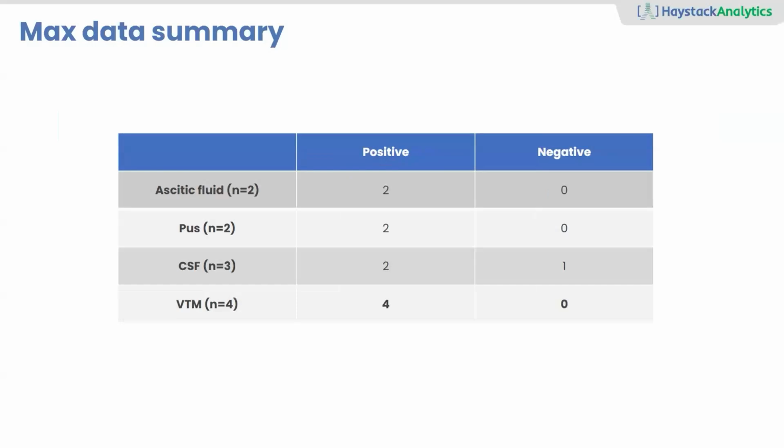Ascitic fluid 2 positive, 1 negative. Pus 2 positive, 0 negative. CSF 2 positive, 1 negative. And from viral transport media, because viral is also added in the panel, 4 positive and 0 negative.